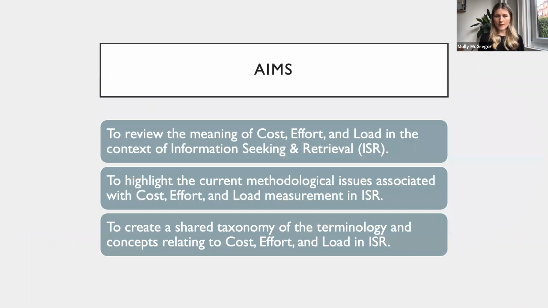So within the context of information seeking and retrieval, search behaviours such as the number of queries issued have been described in one study as a measure of effort and in another study as a measure of cost. Likewise, time on task has been used to measure cost, effort and load across several different studies. These examples pose the question of which concept is actually being measured.